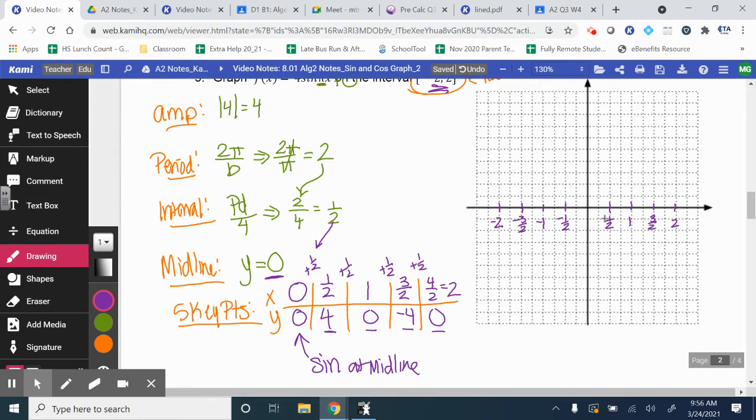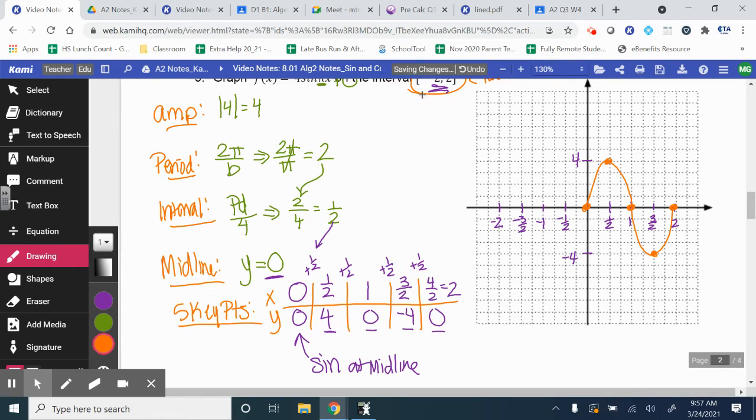Our amplitude is 4, and you can see in our table we go up to 4 down to -4. So I'm okay with counting 1 box here, so that'll be 4, 1, 2, 3, and that would be -4. I'll switch colors for my graph and plot my points. So I've got 0, 0. At 1/2 I'm at 4, at 1 I'm at 0, at 3/2 I'm at -4, and back to my midline here.